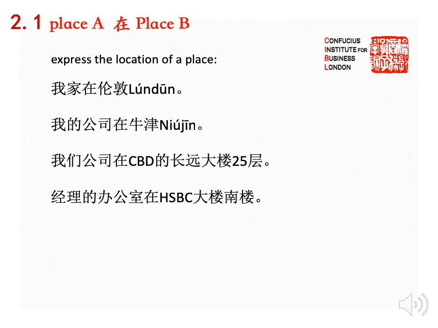Hello，大家好。我们看一下第5课和第6课主要的语言点 The key grammar point of lesson 5 and 6. 第一个 to express the location of a place, we can say place A 在 place B. Like 我家在伦敦 My home is in London. 我的公司在牛津 My company is in Oxford.